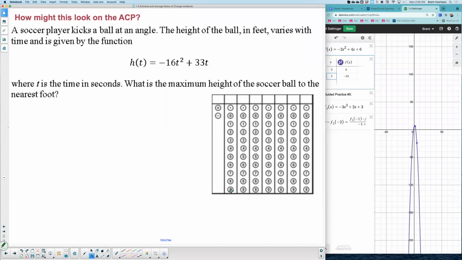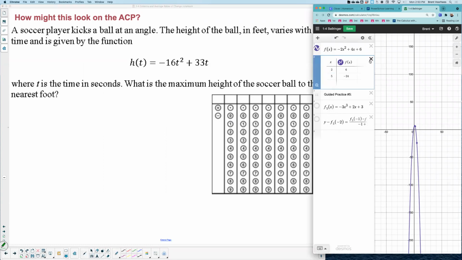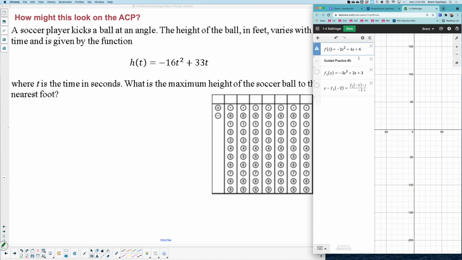All right, let's take a look at this ACP release question. It says a soccer player kicks a ball at an angle. The height of the ball in feet varies with time and is given by this function, where t is time in seconds. What is the maximum height of the soccer ball to the nearest foot? So if you're thinking about this one, what we would do is just type it in. And once you look at your point, I have a question for you. How would you get your correct answer?